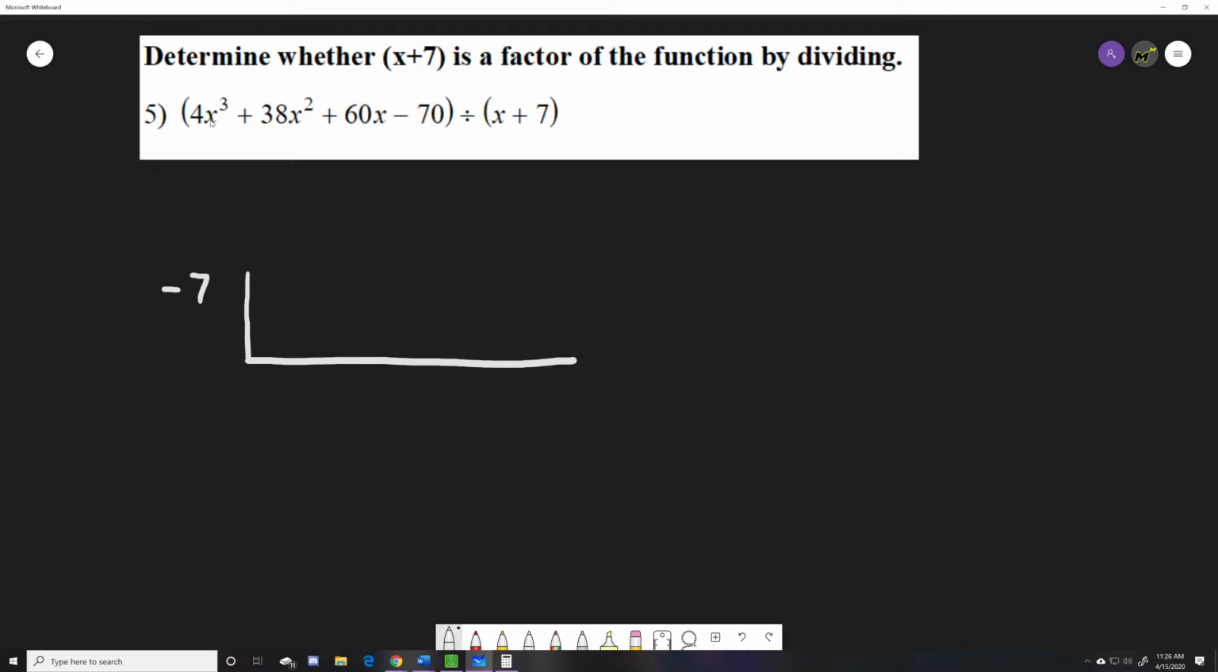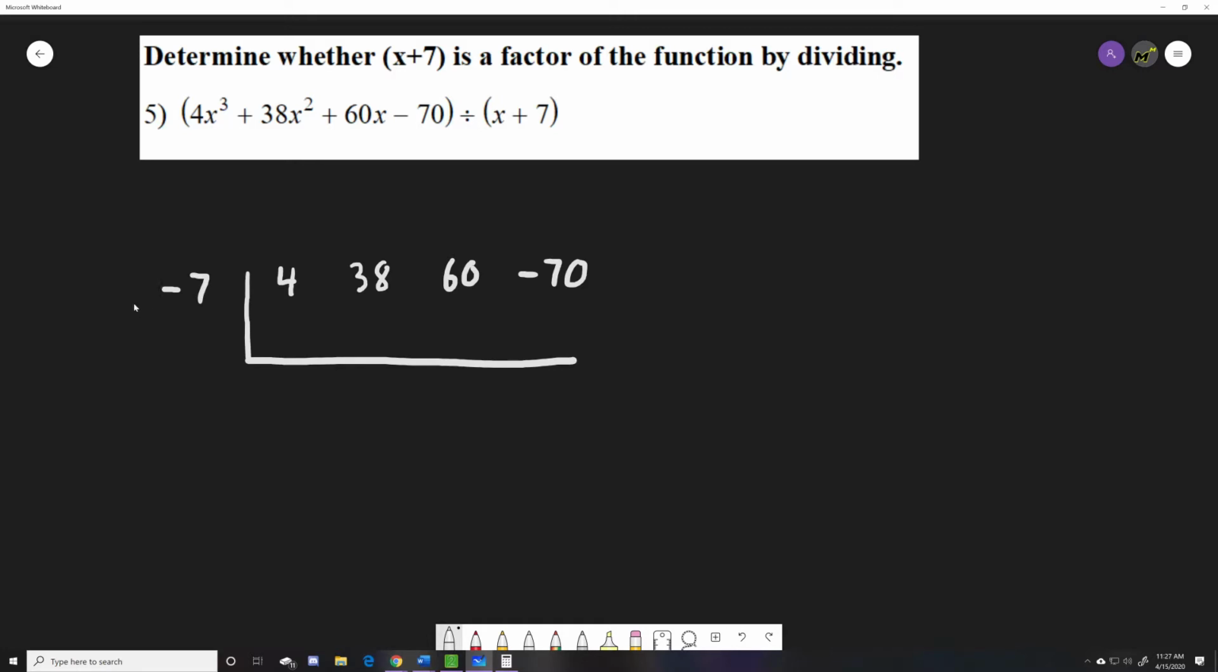And here, very important, we must check that everything is in order. So we have an x to the 3rd, an x to the 2nd, an x to the 1st, and then x to the 0, even though it's not written. All of it is in order, it doesn't skip a number, and so we just write these numbers. If it did skip a number, you just fill in a 0 in this list. So 4 would go here, a positive 38, a positive 60, and a negative 70. Yes, write down the signs with it.